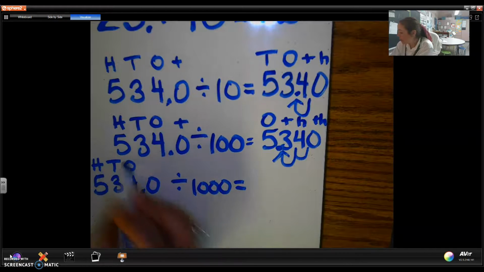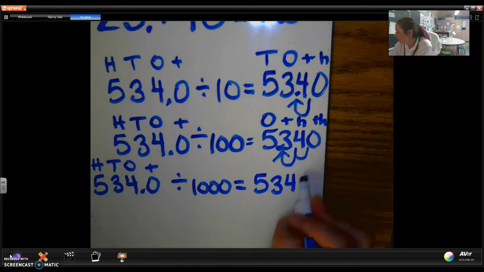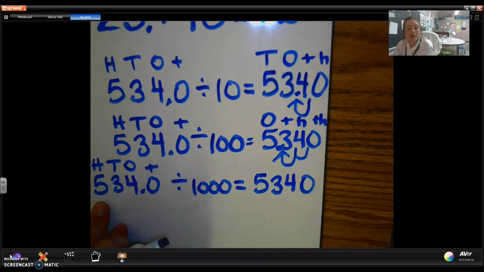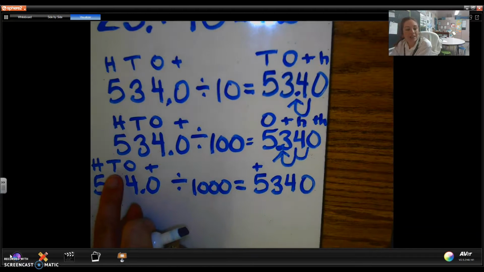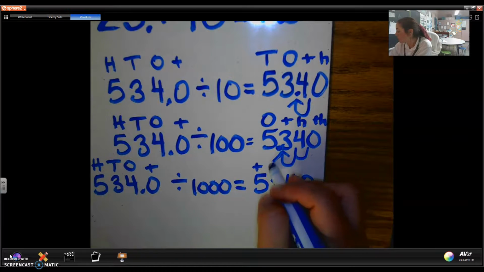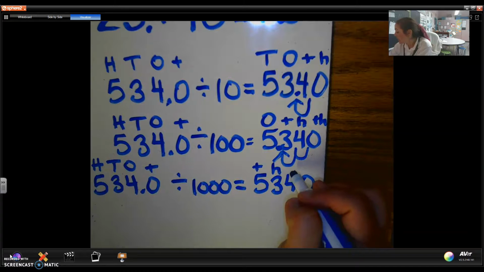We label our place values. Our digits stay the same, but everything moves down. My 5 was in the hundreds. If it moves down 3 place values, it should end in the tenths. My 3 started in the tens. If it moves down 3, it would be 1 past the tenths, which would be the hundredths. And my 4, which was in the ones, if it moved 3 place values, it would end in the thousandths.